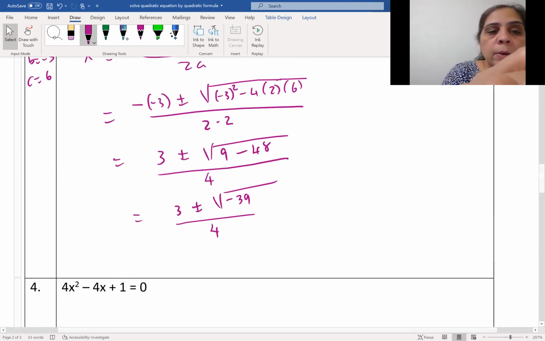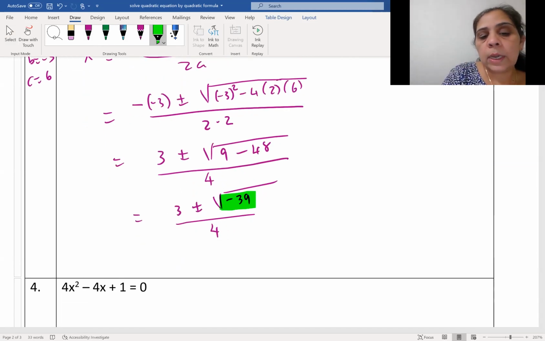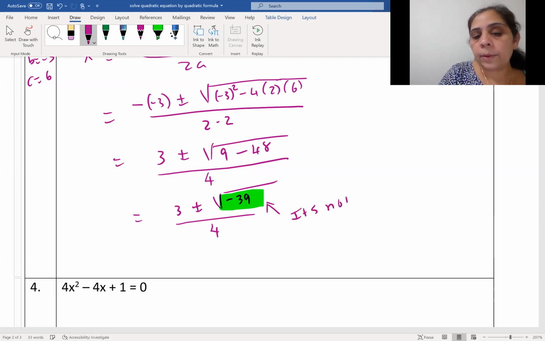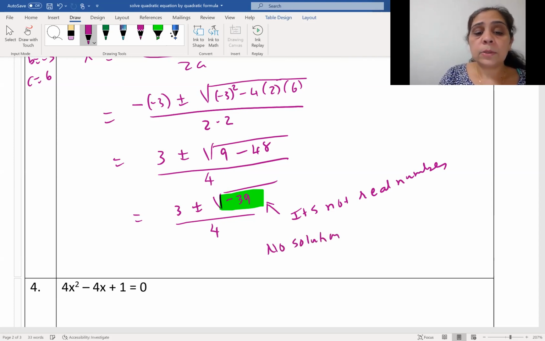Now look at this. Here we have a negative inside the square root. So that's not a real number. It is not a real number. So that means you have no solution. All right, so that's it.